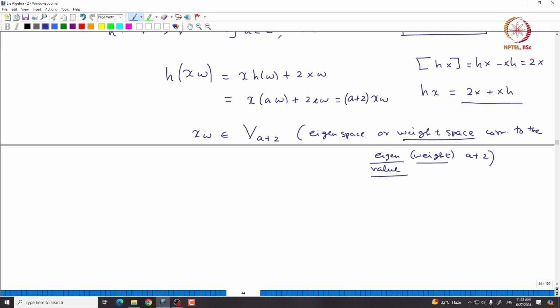So, now xw, whatever it is, is going to be there in V a plus 2. Now, it is an easy exercise to see that if you apply x square w, that is going to lie in V a plus 4 and so on. So, in particular if I apply x power any r on w, that is going to lie in V a plus 2r. Okay.